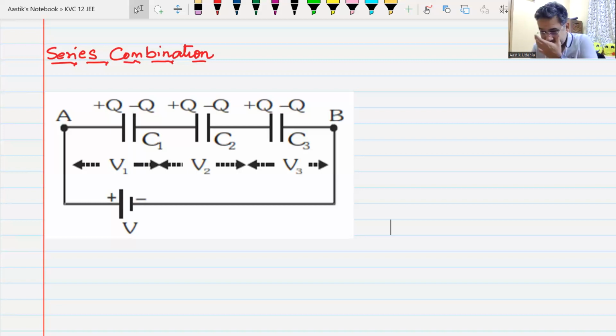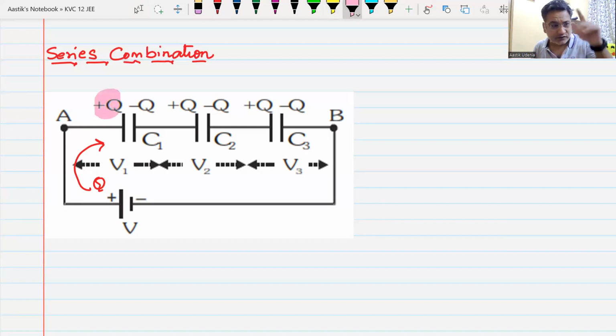Yes, what do you mean by capacitors in series? When do we say capacitors are in series? As you can see here, when you connect this capacitor to a battery, a charge flows through the circuit. Now, if I say that this Q charge is flowing through the circuit like this, what happens is plus Q will come on this plate, which is facing the positive side. Because of plus Q on this side, minus Q will come on this side, the other plate of the capacitor.